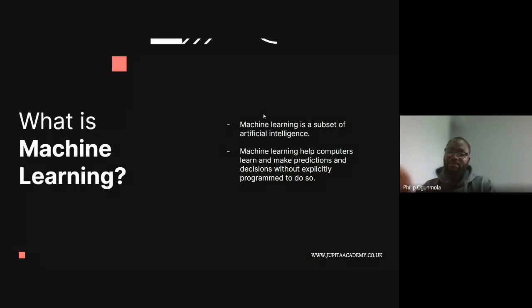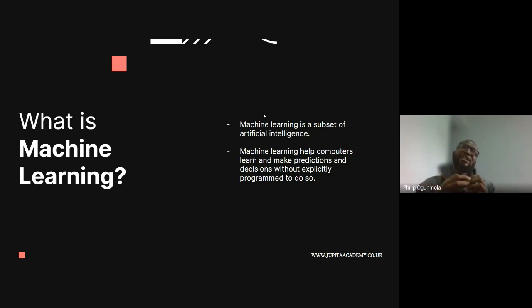That's basically what NLP is all about. So when we say machine learning helps computers learn and make predictions and decisions without being explicitly programmed to do so, what comes to mind straight up is something like a calculator. Calculators are explicitly programmed to do 1 plus 1, 2 plus 2, 3 plus 3. So they are explicitly programmed for that purpose.